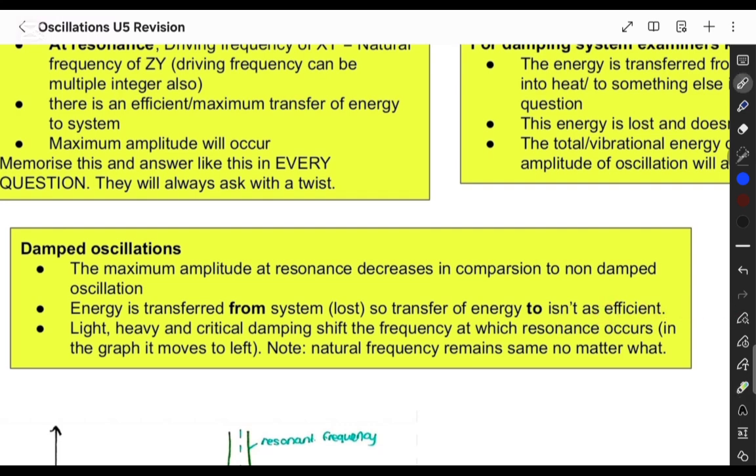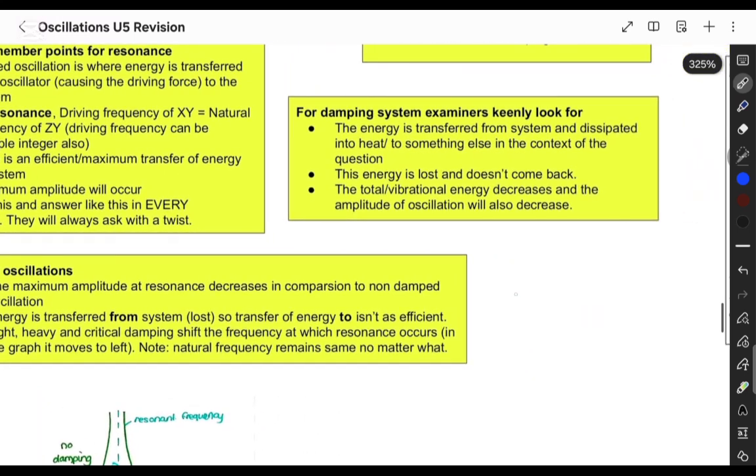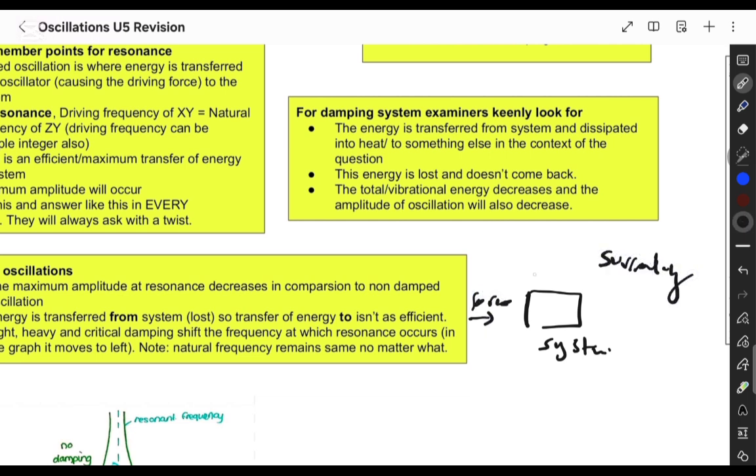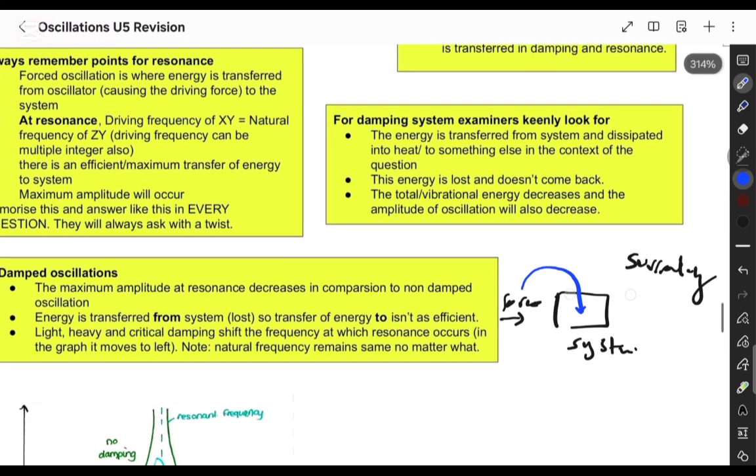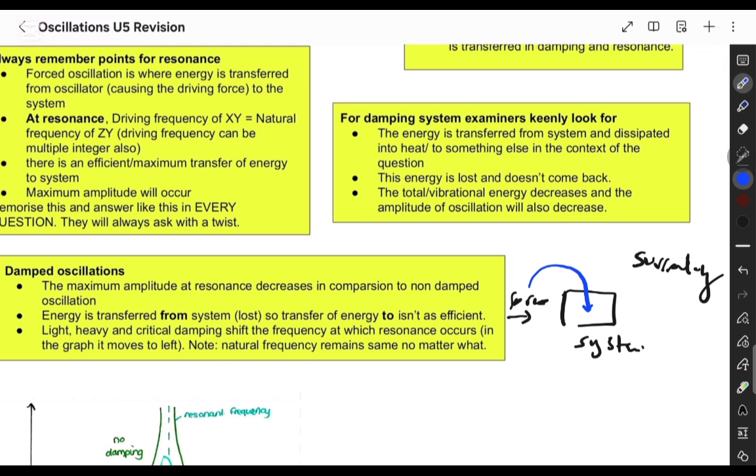Okay? Now it will sound a little weird, so it's better to understand it like this. This is the system. This is our force. And this is the surrounding. Surrounding can be anything else. Energy is transferred to the system, and then energy is transferred from the system to the surrounding. So in damping, the system is getting a lot of energy, but the system is losing a lot of energy, and that causes problems.